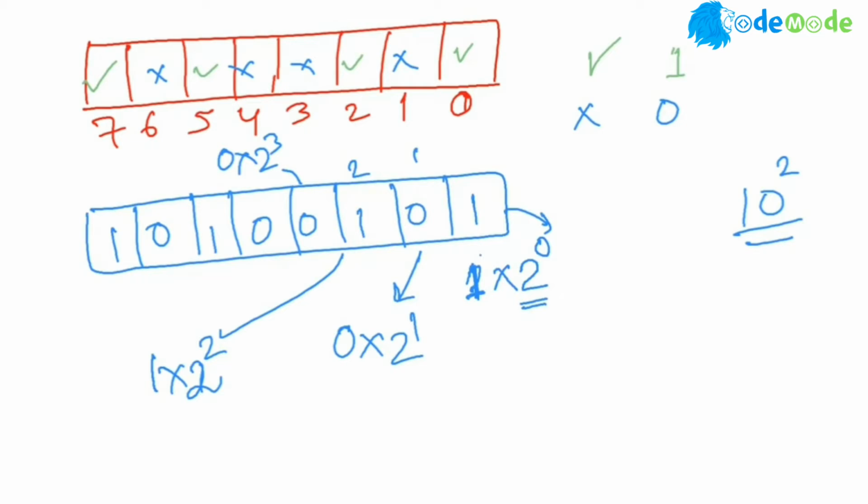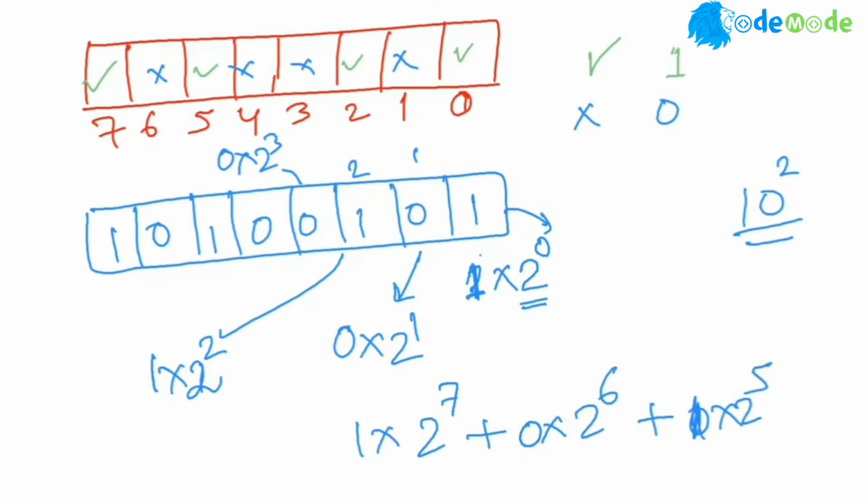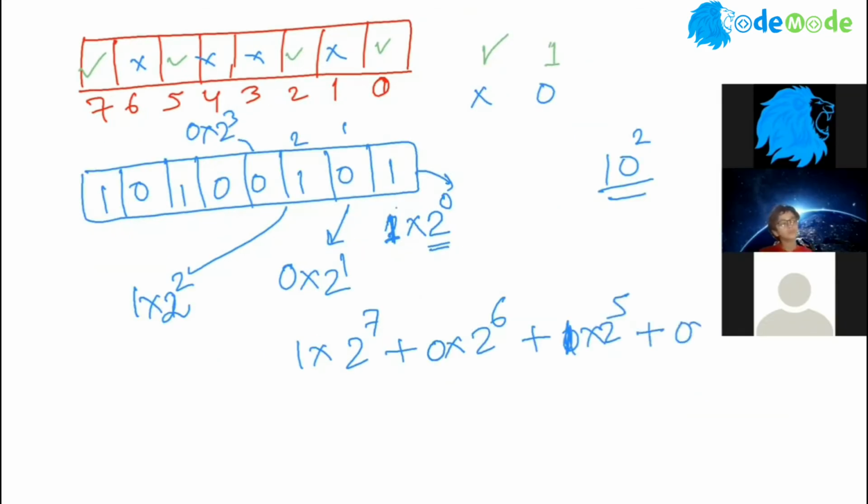Like this. If you look at this number, it will be 1 multiplied by 2 to the power 7, plus 0 multiplied by 2 to the power 6, plus 1 multiplied by 2 to the power 5, plus 0 multiplied by 2 to the power 4, plus 0 multiplied by 2 to the power 3, and so on. So I got 1 0 1 0 0 1 0 1. I need to do 1 multiplied by 2 to the power 2, plus 0 multiplied by 2 to the power 1, plus 1 multiplied by 2 to the power 0. It looks a little complicated, but actually it is not.